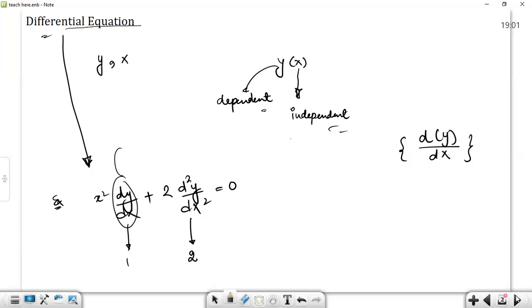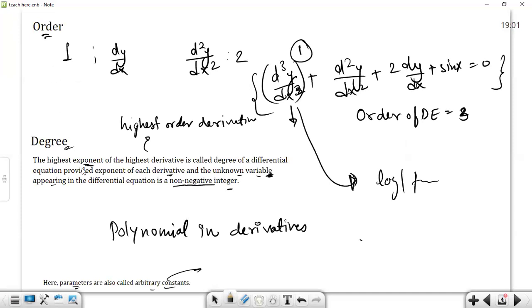Yes, sir. Yeah. So now coming to order and degree. The highest order derivative which is present in our differential equation will be the order of the differential equation. If the order of this is 1, the order of this is 2. So if a differential equation has multiple derivatives of different orders, we have to refer to the highest order derivative present in it. That will be considered as the order of the differential equation. Here, in this case, the order of this differential equation is 3. Correct.